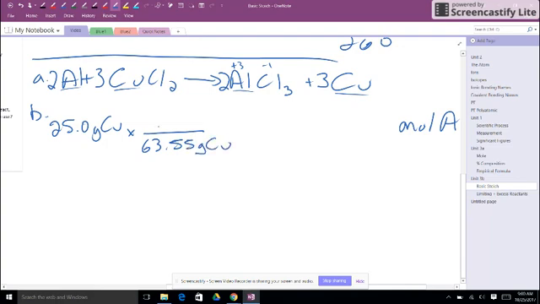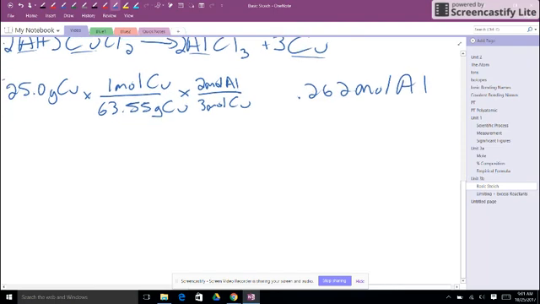So I would start by getting rid of my grams of copper. So 63.55 grams of copper are in 1 mole of copper. And then I would do my mole ratios. So 3 moles of copper are produced from 2 moles of aluminum. Now if we were stopping here, I think we would get 0.262 moles of aluminum.